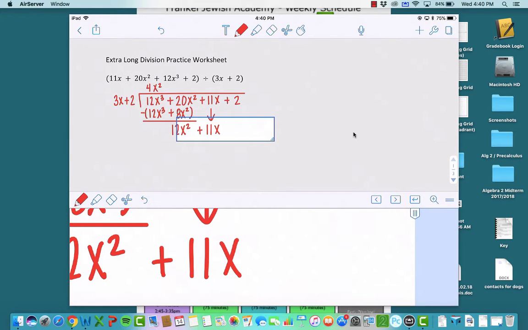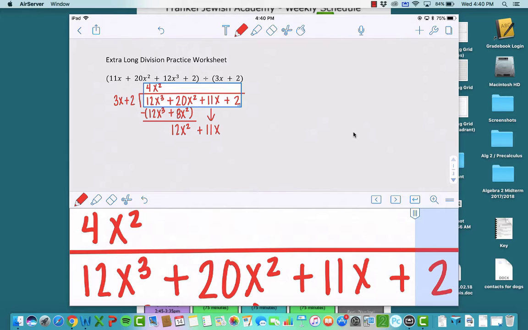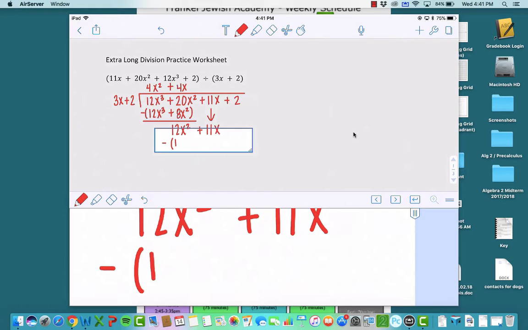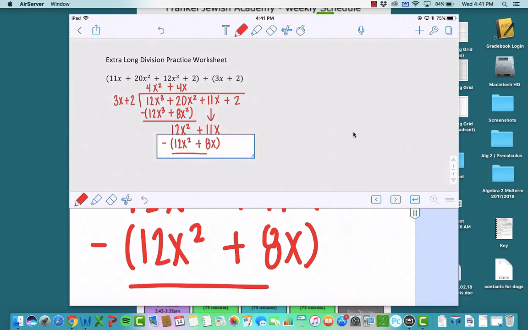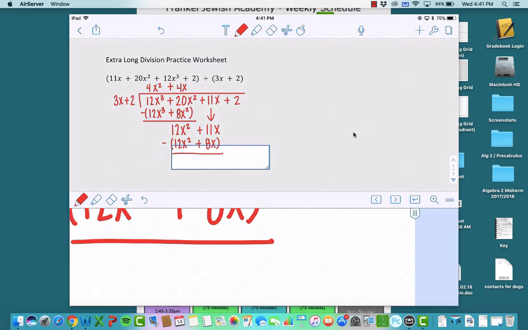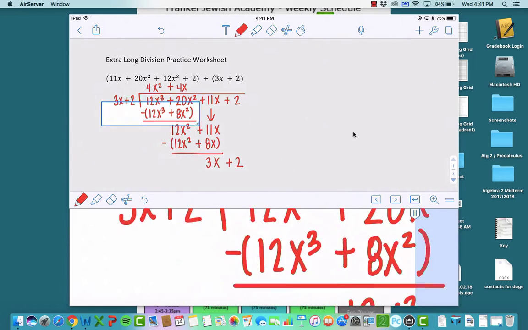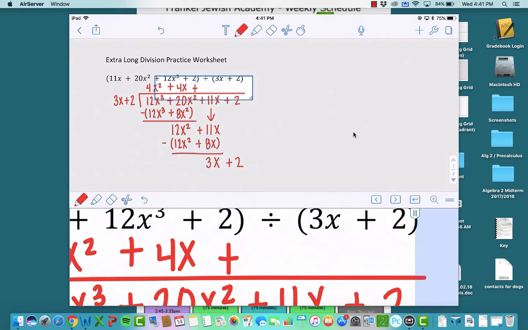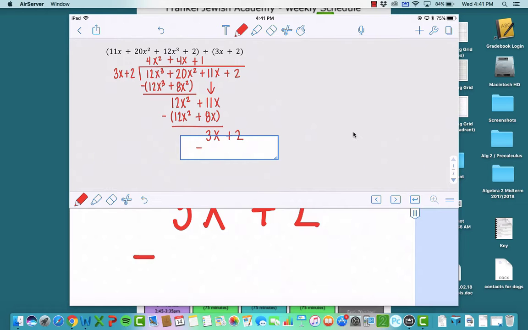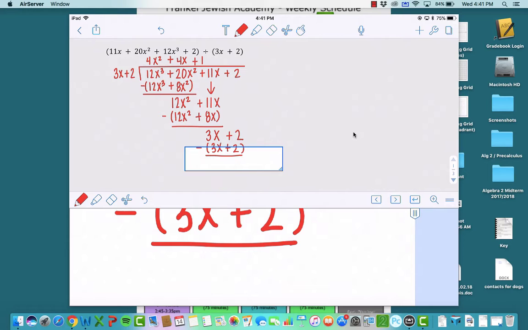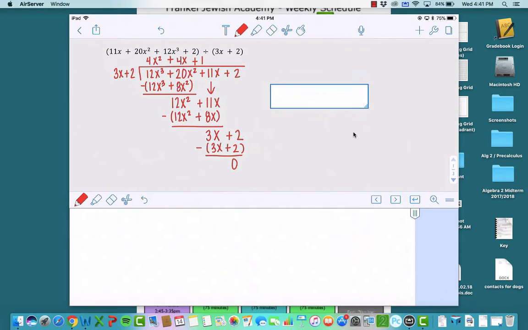And what do I multiply 3x by to get 4x squared? That's 4x. So then a minus 12x squared plus 8x again. And 11 minus 8 is 3x plus 2. Very convenient, because that whole thing goes into that once. So then you subtract 3x plus 2 to get 0, which means my remainder is 0. That makes my answer a lot easier.